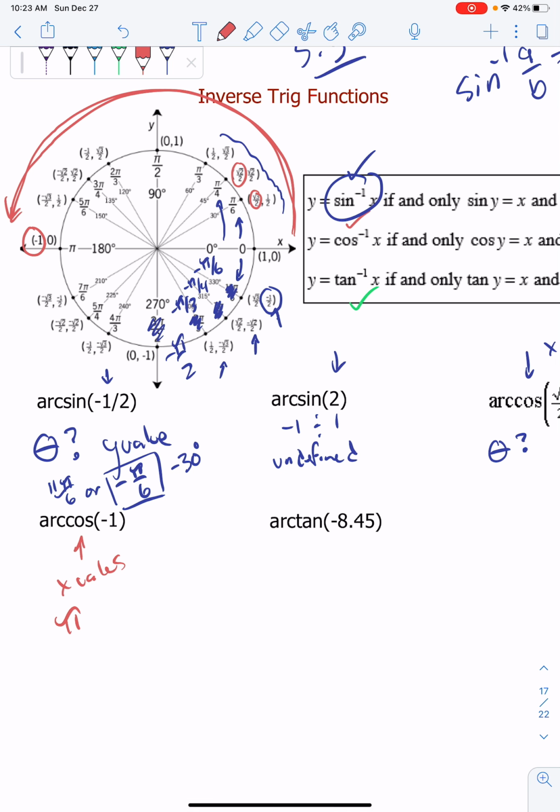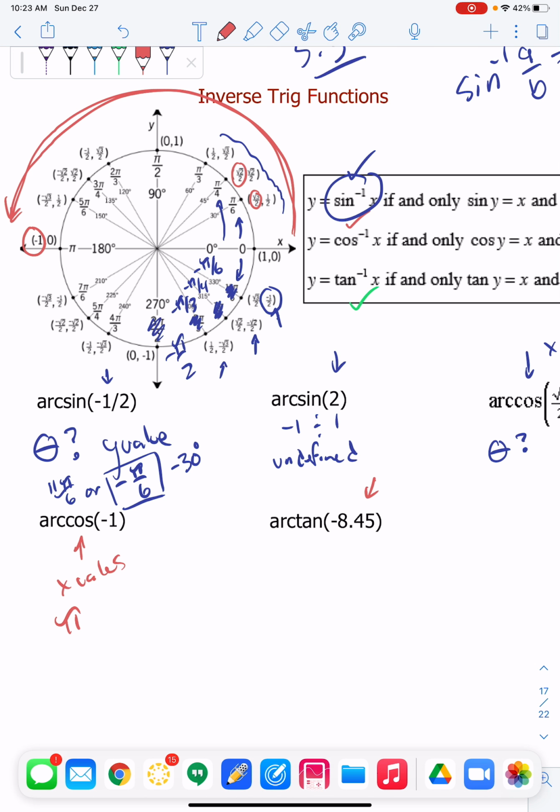Now tangent's a little bit different. Our sine and our cosine can't go out of the bounds of negative 1 and 1, but tangent can be a lot of different things. So even though it says negative 8.45, I'm not worried because that's normal for a tangent function. Now this one obviously is not a pretty number, so this one we're going to actually do on the calculator.